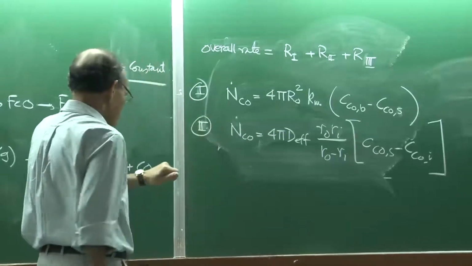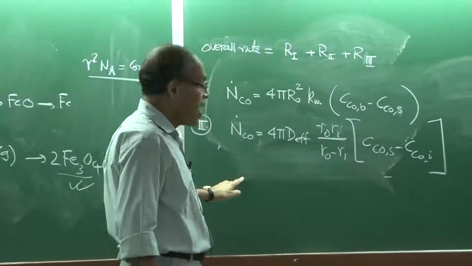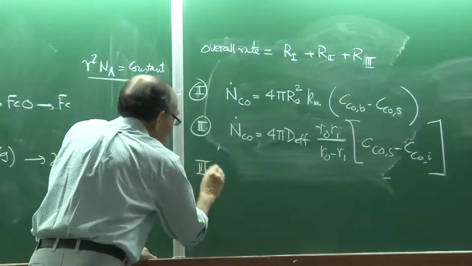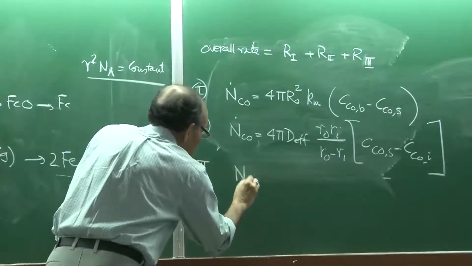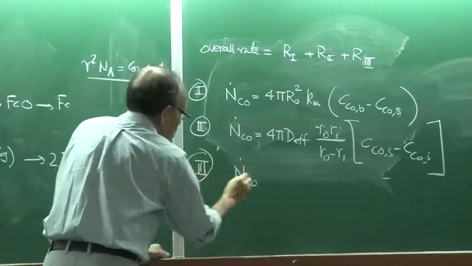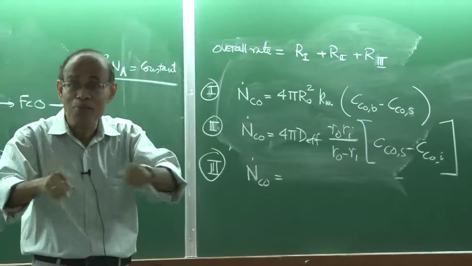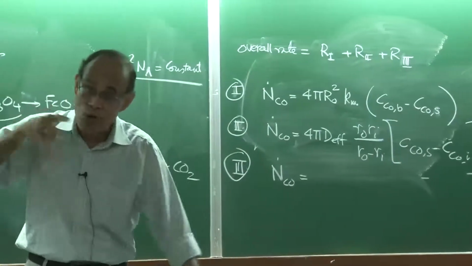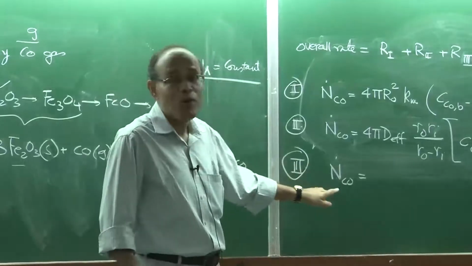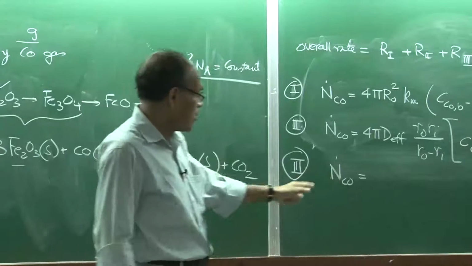And now we have to find out the value of R3 and how to represent it. That is what I am going to discuss in the next class: N dot CO from the reaction. By considering that the reaction is not at equilibrium, there is a finite rate of reaction, a forward rate, a backward rate, and a net rate, and based on that I should be able to find out the net rate of transport.